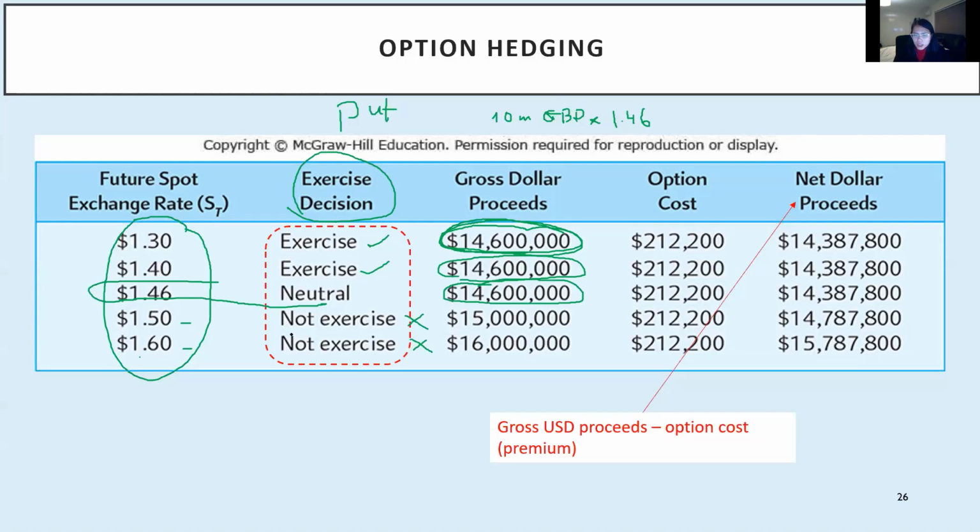Now, in the case when I don't exercise my option, I'm going to go to the spot market and sell the pounds in the spot market instead. So in this case, how much do I get in terms of the dollar? I'm going to take 10 million pounds and multiply it by the spot market rate. So in this case, it's 1.5. So I'll get 15 million USD, and so on and so forth.